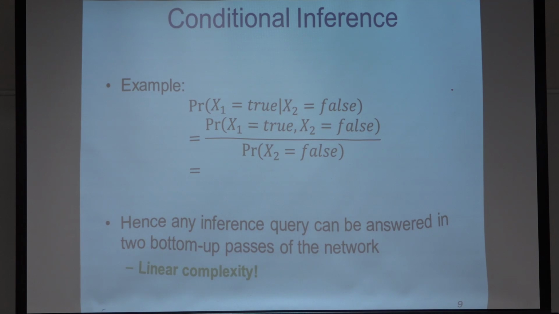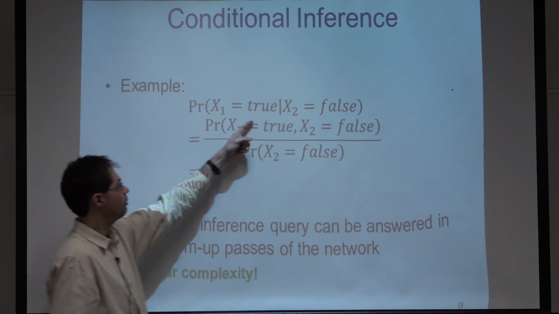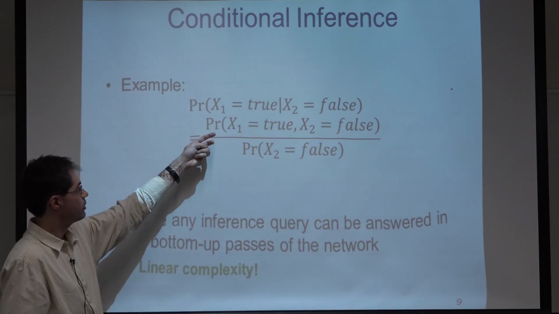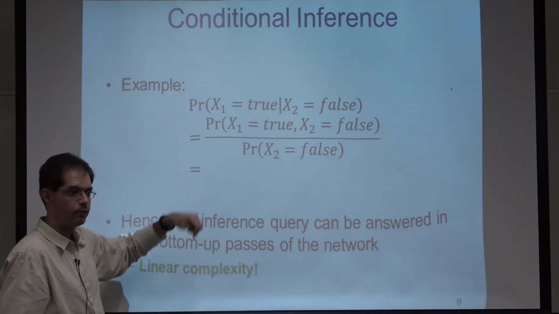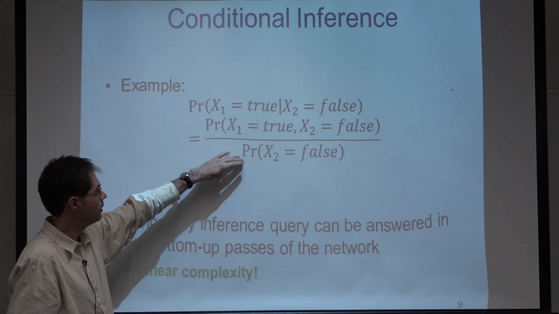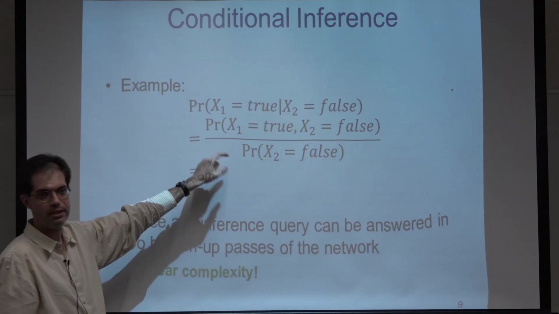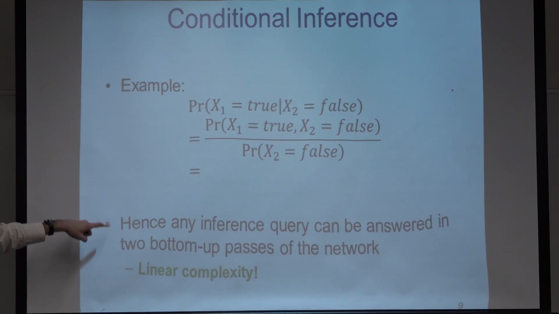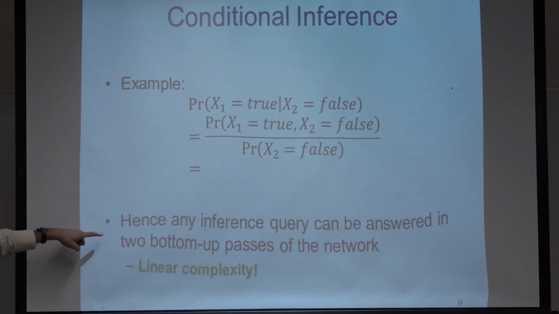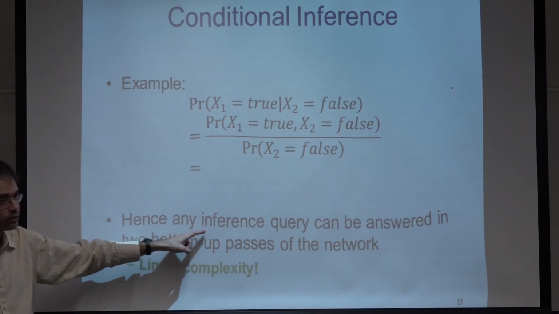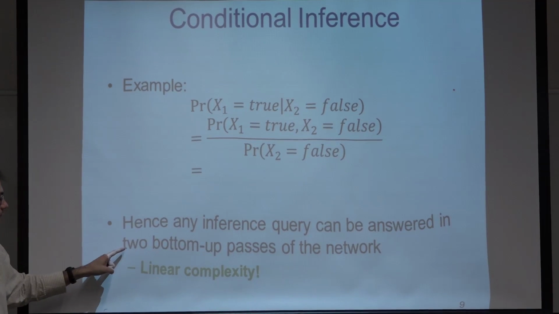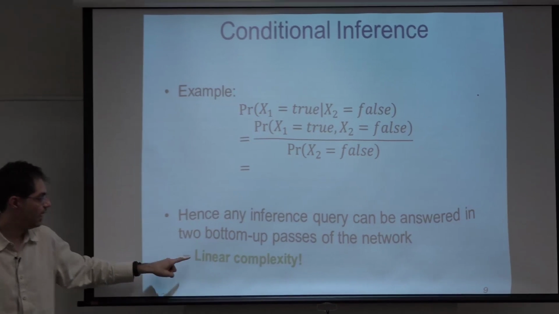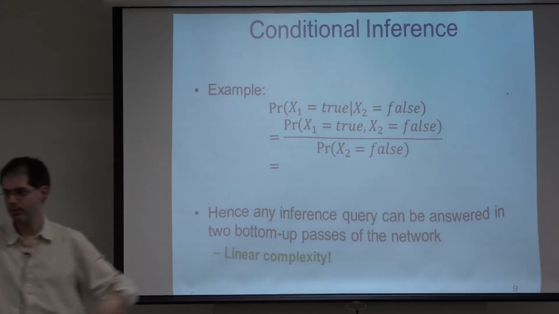Okay, now if we want to answer a conditional inference query, the probability of one variable given another, that's not only just the ratio of two queries, a joint and a marginal query, so you can just obtain that from the computation that we did before. So the conclusion then is that based on these examples, it should be clear that now we can answer any inference query in two bottom-up passes, and therefore the complexity of doing this is linear.